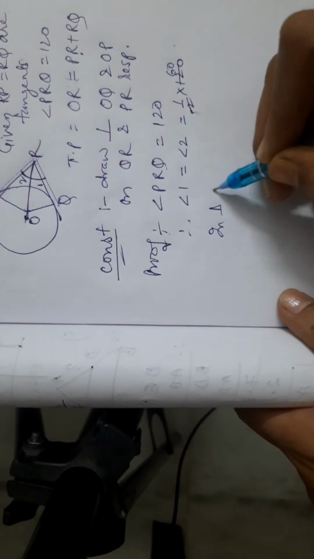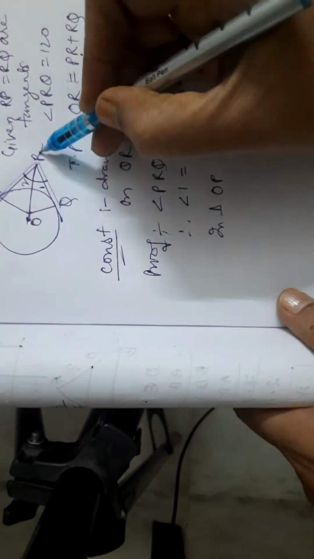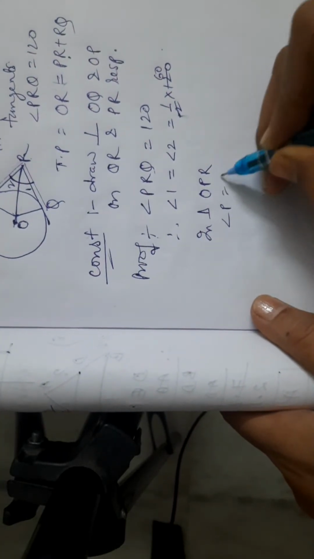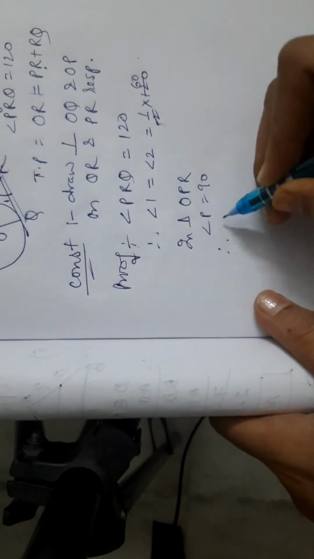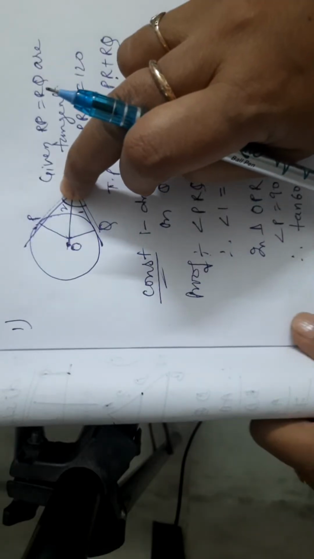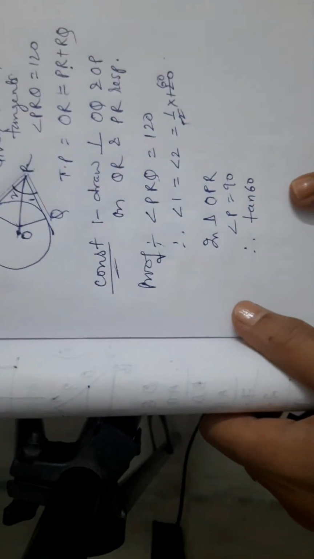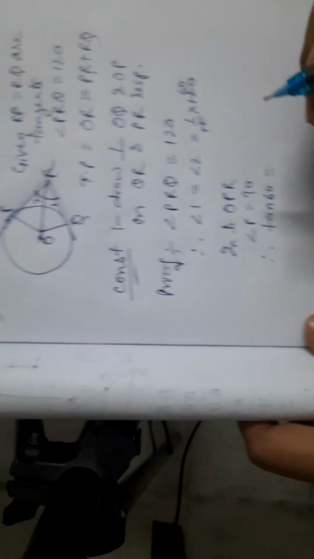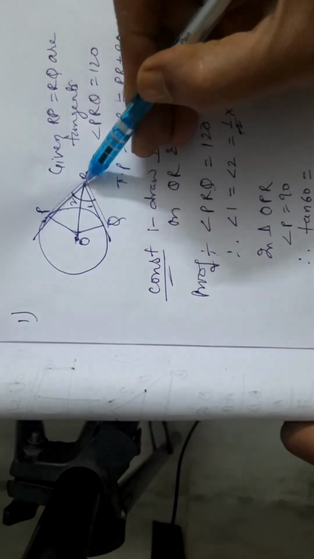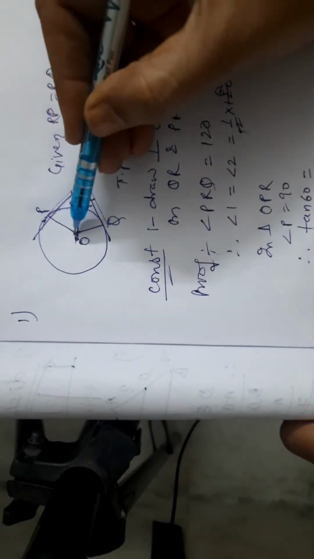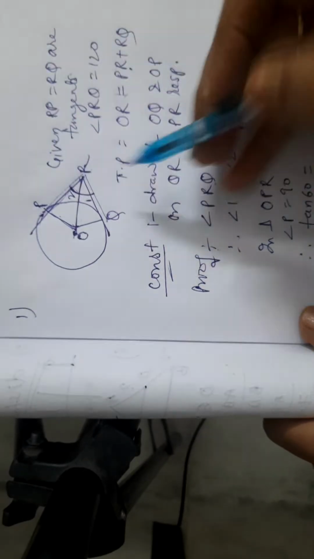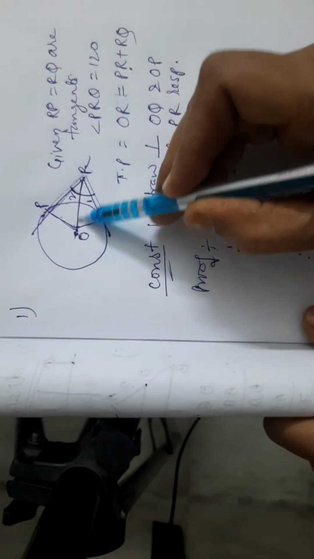In triangle OPR, angle P is 90. Therefore, tan 60, as we got this angle to be 60, so we can take tan 60 as perpendicular by base. The side opposite to the angle is always the perpendicular and the other side is the base. Here we need to find out the hypotenuse.